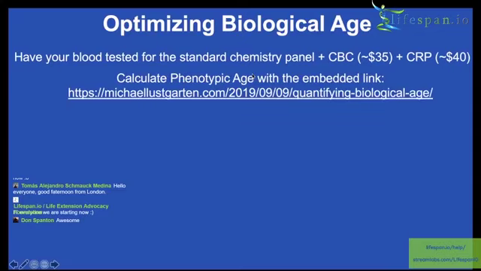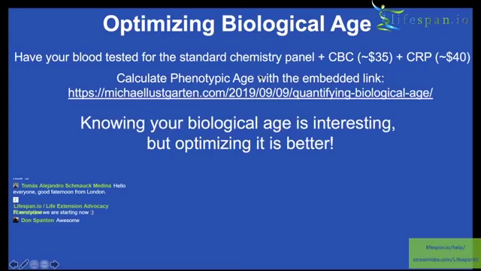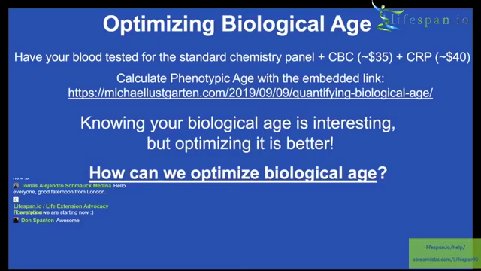I had somebody crunch the numbers and embedded that link here. If you have all these blood test data, you can calculate your own biological age using the phenotypic age calculator. Knowing your biological age is interesting, but optimizing it is better. So how do you do that?